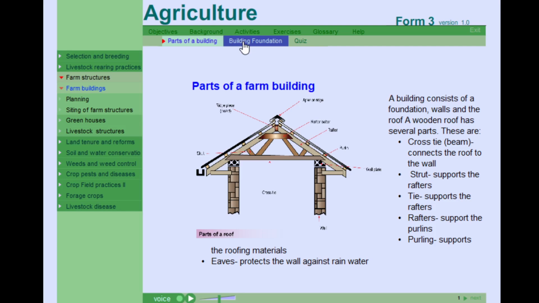These are cross-tie beam, which connects the roof to the wall; strut, which supports the rafters; tie, which supports the rafters; rafters, which support the purlins; purlin, which supports the roofing materials; and eaves, which protects the wall against rainwater.